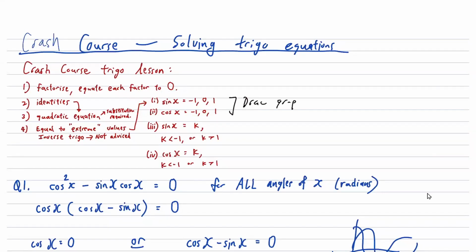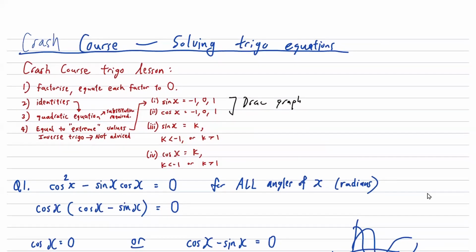Then here I wrote it a bit abstractly. I said sine x equal to k, or cosine x equal to k, then k less than negative 1 or k more than 1. So for example, if k is negative 100, or positive 1000 or 1 million, straight away you should reject, say no solution, because it exceeds the negative 1 to positive 1 region. Can? Then that's all for the crash course on trigo equations.